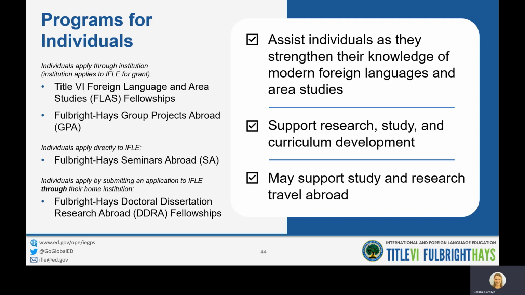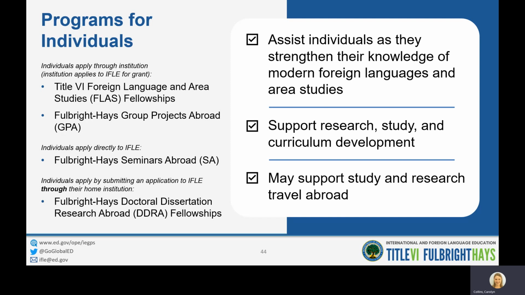back home. These include the Foreign Language and Area Studies Fellowships Program, that's the Title VI FLAS program, and the Fulbright-Hays Group Projects Abroad, or GPA program. Those two programs are ones where individuals apply through an institution. So individuals never apply to the IFLE office for those. It's actually the institution that applies to us at IFLE for the grant.